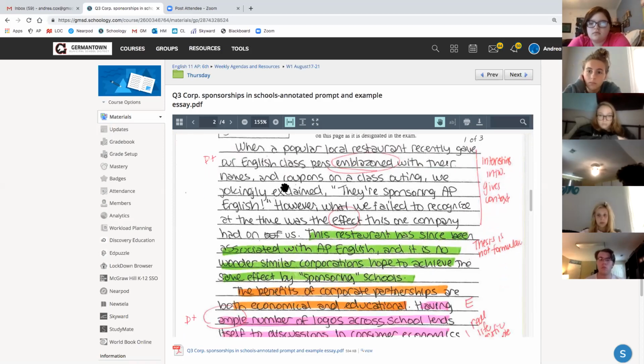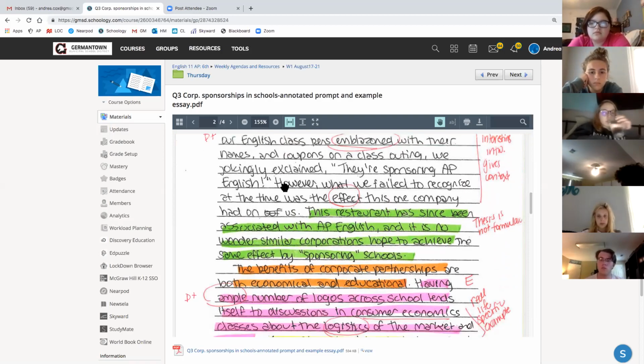Then we have a bridge sentence with a nice transition. "However, what we failed to recognize at the time was the effect this one company had on us." So you can see where this writer is going, the effect the pins or restaurant had on their relationship. And then we have our thesis. "This restaurant has since been associated with AP English, and it is no wonder similar corporations hope to achieve the same effect by sponsoring schools." Now, that thesis statement is not formulaic at all, but you know what the writer's talking about, right? And it's arguable, and you're interested. Great intro. It's short, should be short.